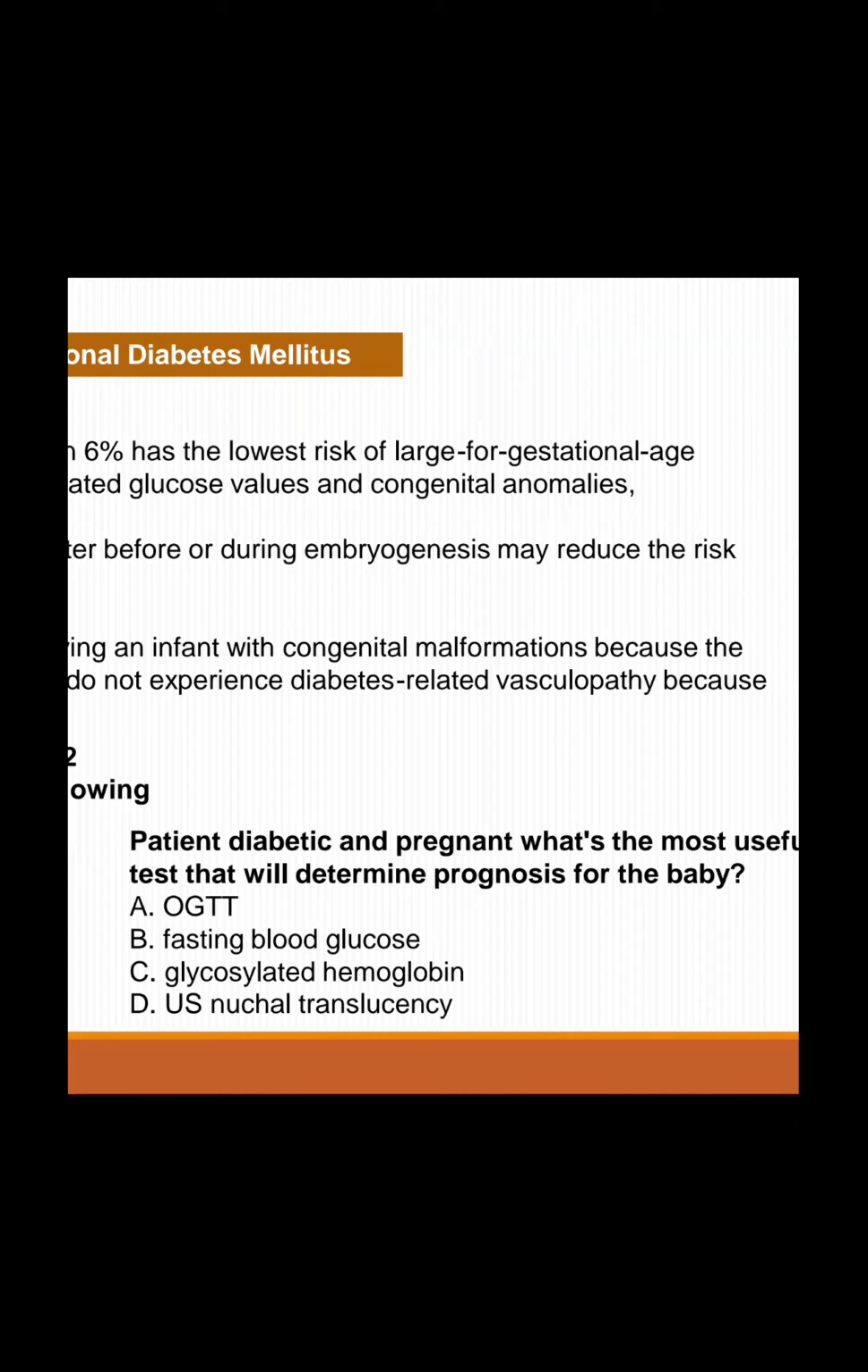I think prognostic factor may be option C and option D, but glycosylated hemoglobin shows the history of glucose in the mother and the control of the glucose in the mother. It's a prognostic factor, but for the fetus, I think option D is better. Option D.